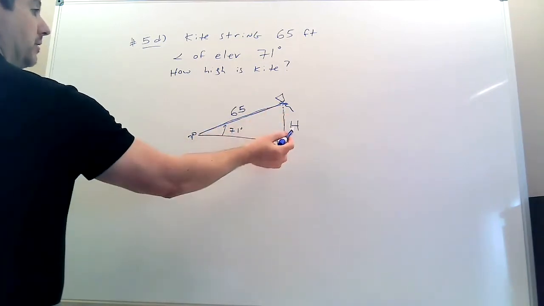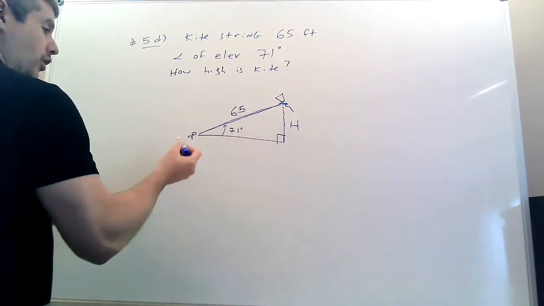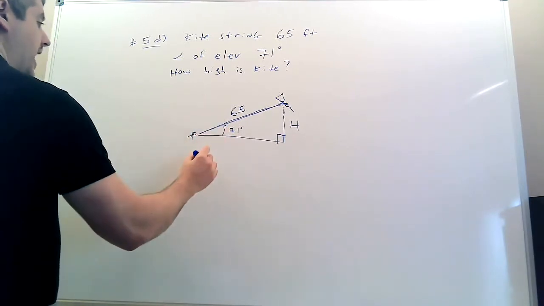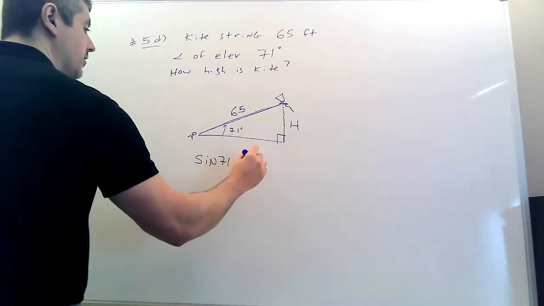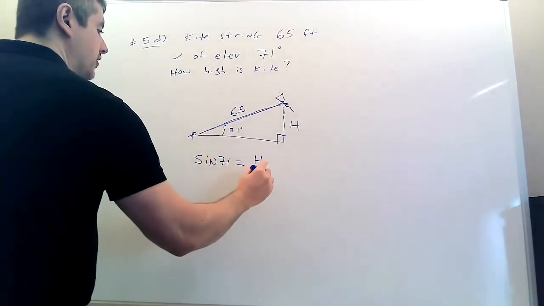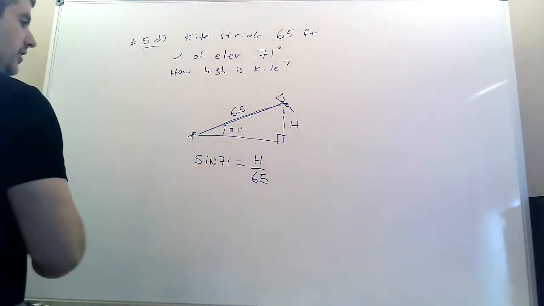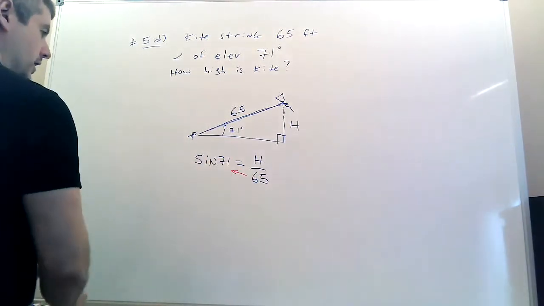So look, you have opposite, you have hypotenuse, you have an angle, and you have two sides. It's a right triangle. You always have two sides and an angle. So that means that the sine of 71 is h over 65, right? The h is the height. This is an easy one move. Just bring it over. Leave the h where it is.